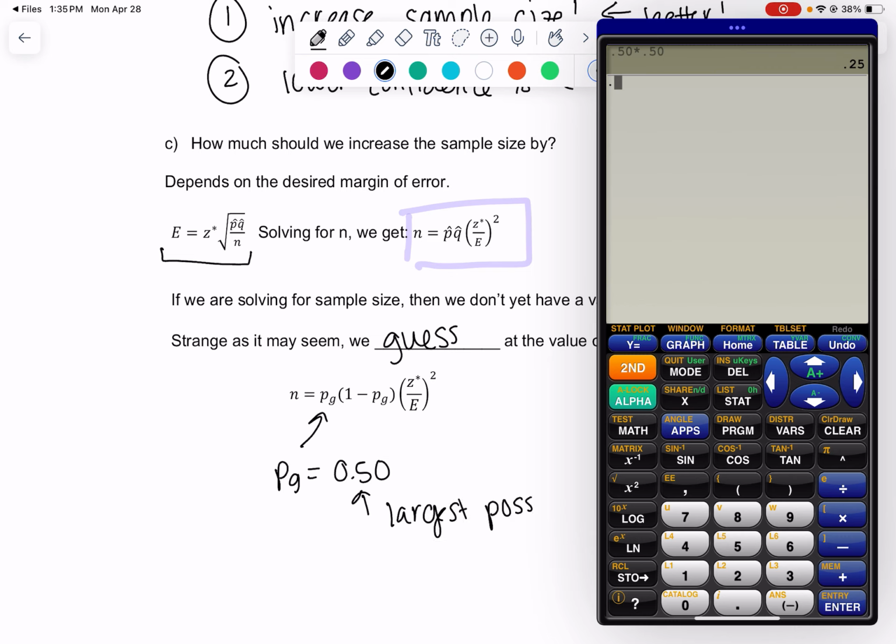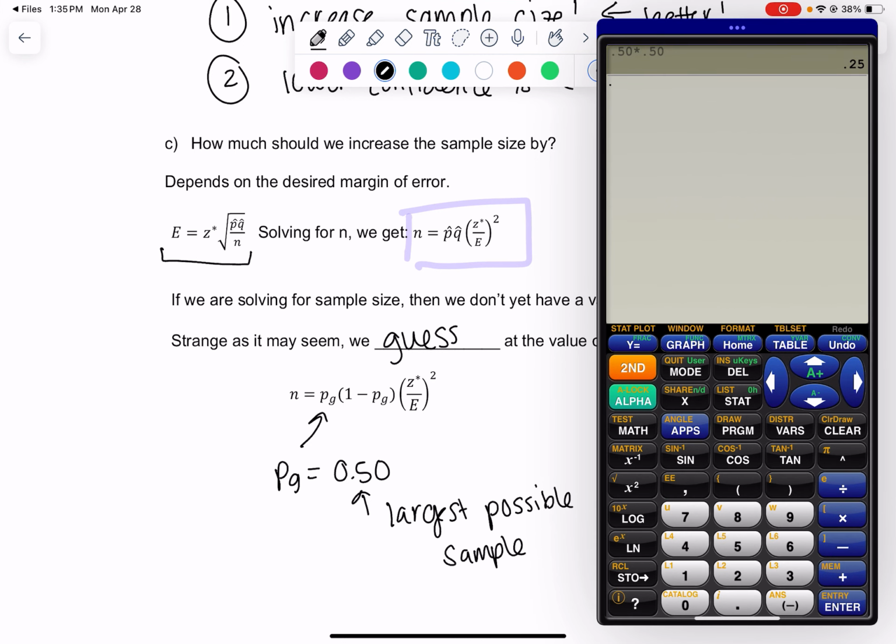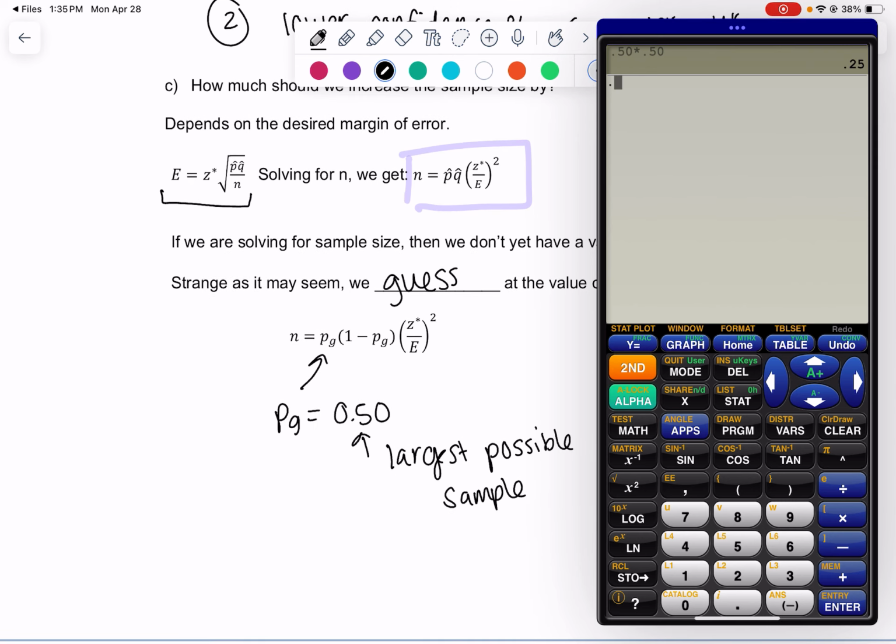So this will be the largest possible sample because we'd rather overestimate than underestimate. If we underestimate, then our sample is too small and we get too much error. So the safe choice is to always just have a little bit too much. So I'll show you, let's say instead we did 40%, so Q would be 60. That's a little bit smaller than 0.25. Think of some other numbers, maybe 30%. So then Q is 70%, 1 minus P.